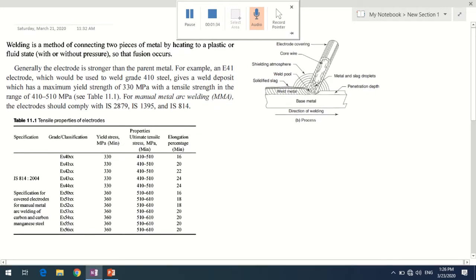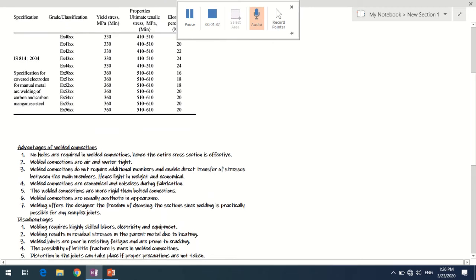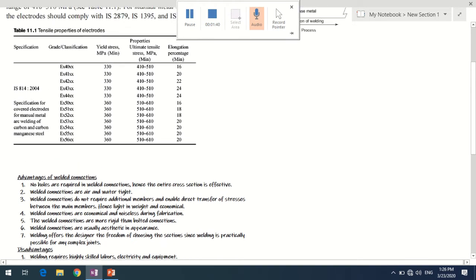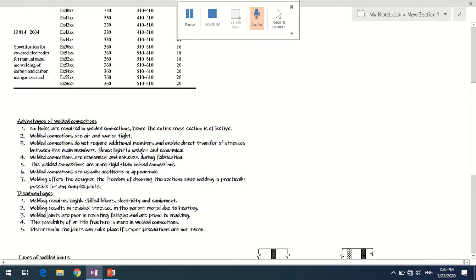Now, coming to the advantages of welds. This is just for reference, the table I have shown over here. Welds possess several advantages over bolted as well as riveted connections. The first advantage is that welds do not require any holes to be drilled in the members. In any bolted or riveted connection, it is necessary that we first provide holes for accommodating the bolts or the rivets. Then we can join the members together. So that process of drilling the holes is totally avoided in case of welded connections.